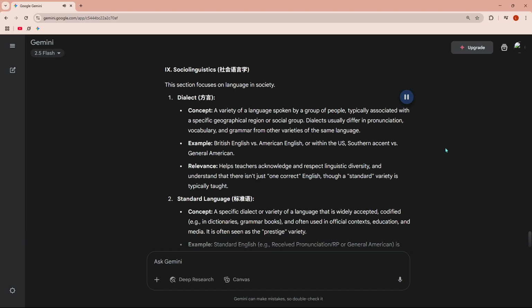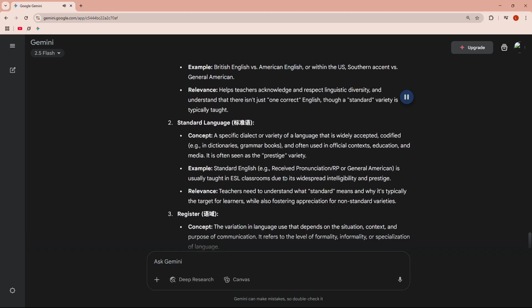Example. British English versus American English, or within the U.S., Southern accent versus General American. Relevance. Helps teachers acknowledge and respect linguistic diversity, and understand that there isn't just one correct English, though a standard variety is typically taught.